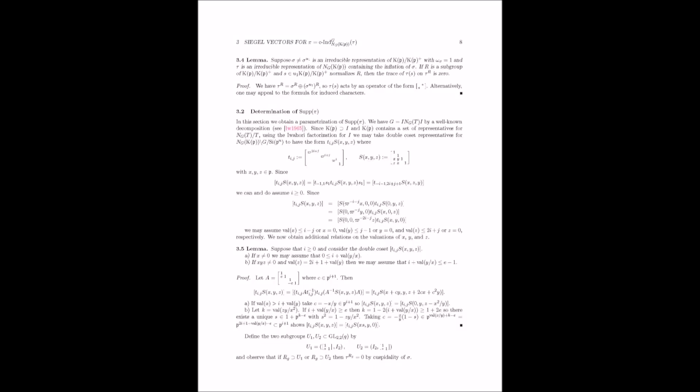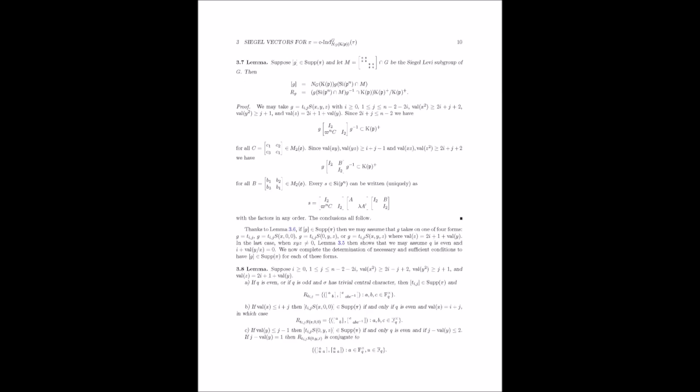Okay, strap yourselves in because today we're going deep, like seriously deep into number theory. Oh, yeah. We're going to be tackling this paper, Siegel Vectors for Nongeneric Depth 0 Supercuspidals of GSp4 by Jonathan Cohen. Sounds intense. It is.